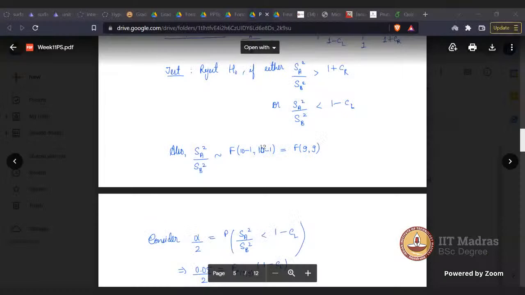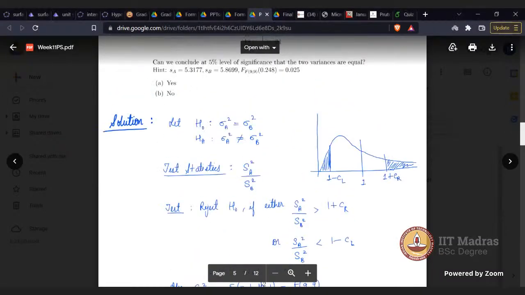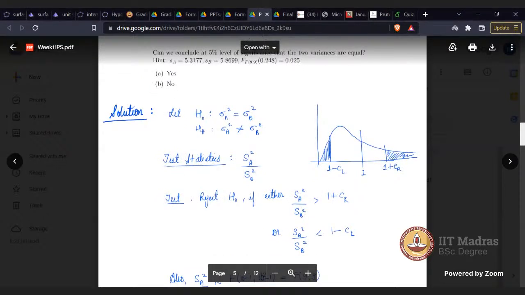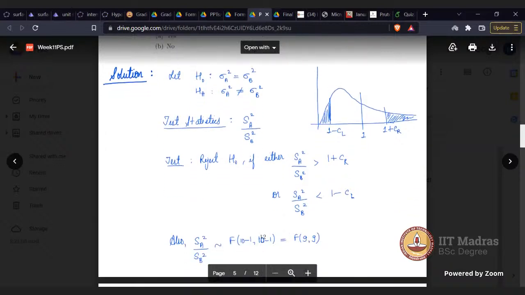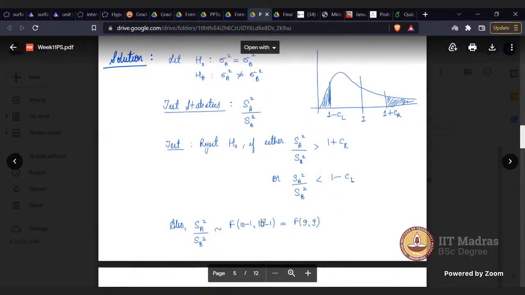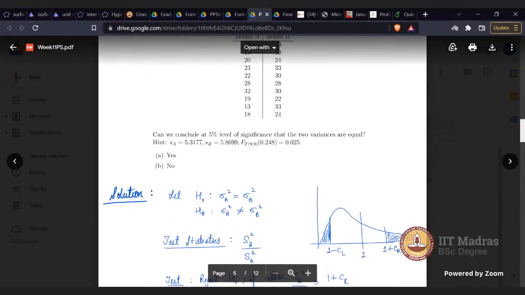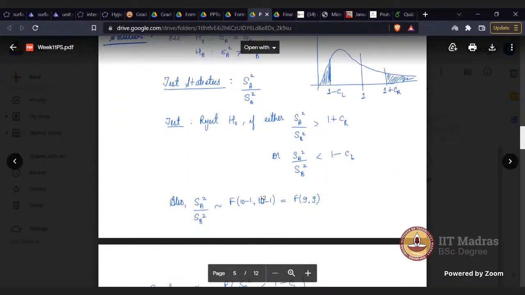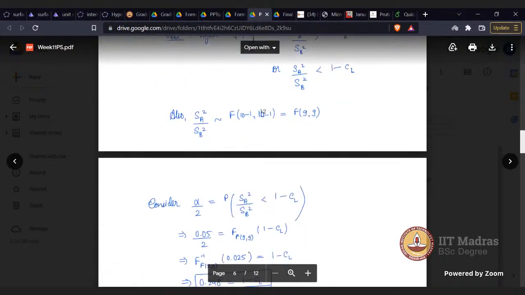Over here, we have a two-sided F test, and I am taking my test statistic in this case to be SA square upon SP square. I am saying to reject H naught if either SA square upon SP square is greater than 1 plus CR, or if it is less than 1 minus CL. Anything you can take. Now the degrees of freedom for both are 9. So SA square upon SP square follows F9,9.